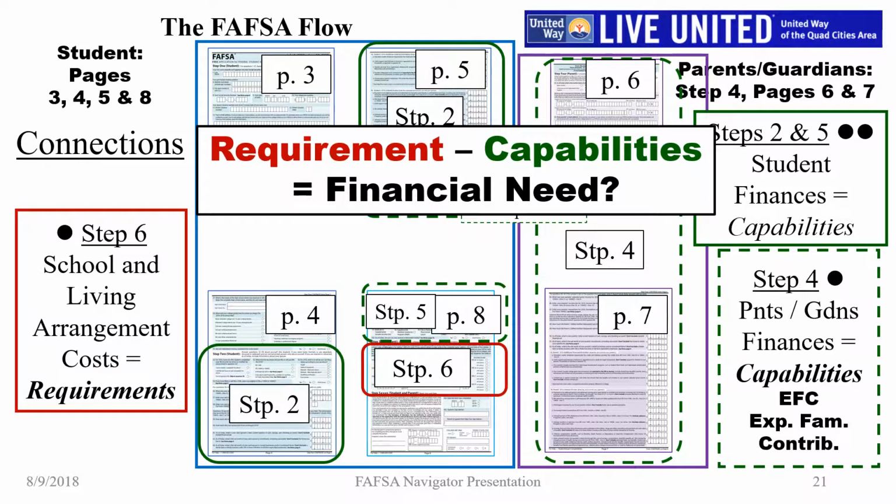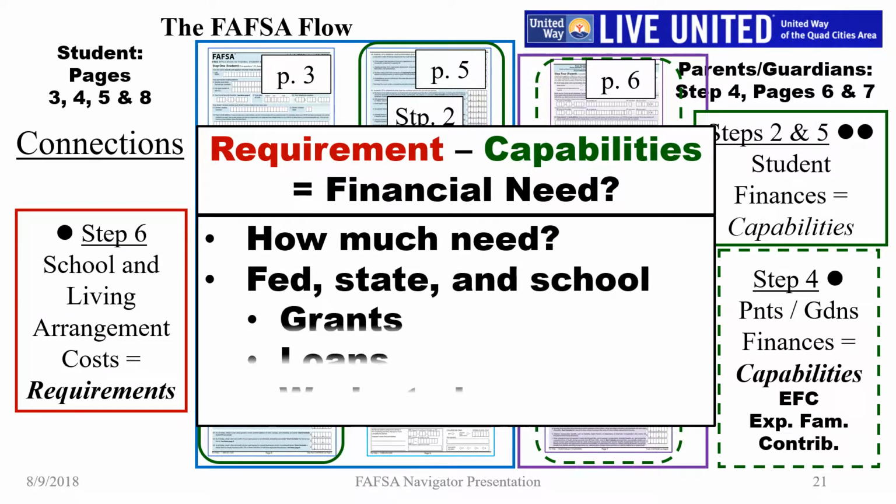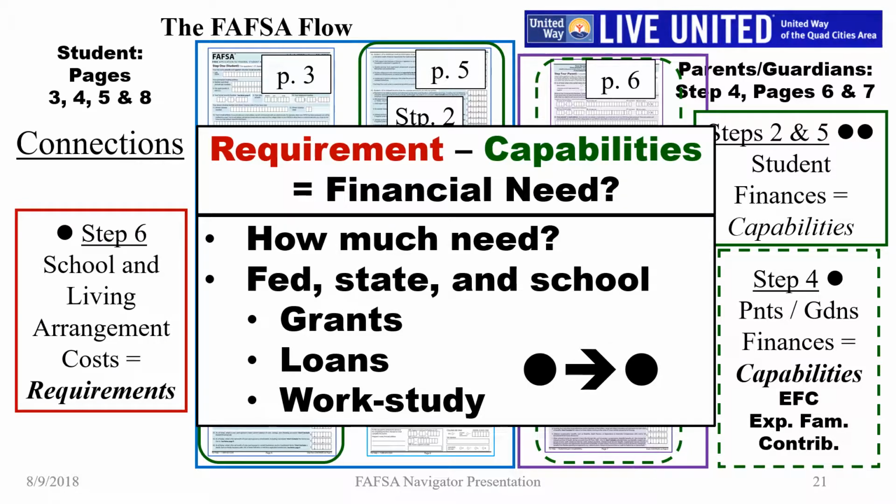So what the Federal Department of Education, along with the state and schools, are trying to figure out is, 1, what would each target school cost? 2, what are the students' and or families' capabilities in paying for the required costs? 3, leading to a determination, is there a financial need to be met? And if there is a financial need, then how much can be provided in grants, loans, and work-study opportunities? Please help them connect the dots.